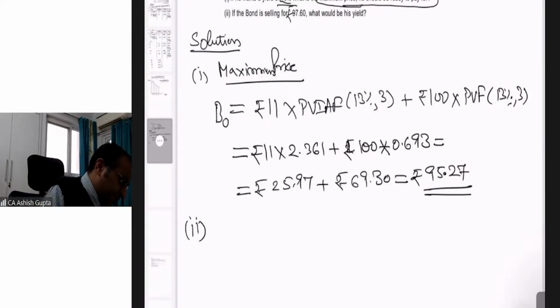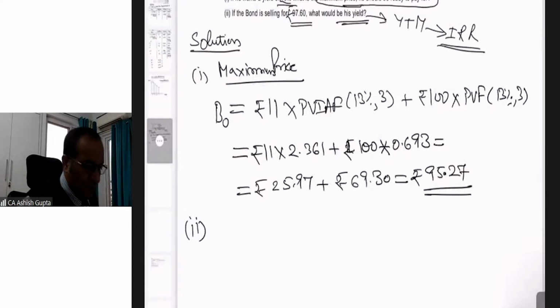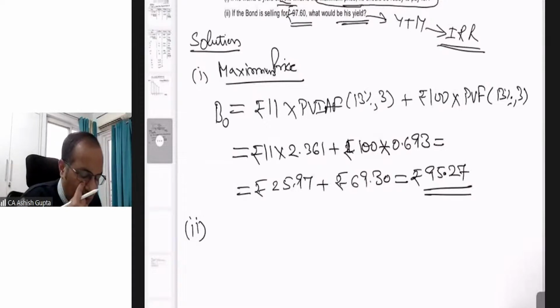Now next it says, if the bond is standing at 97.60, then what would be the yield? So it means we have to calculate YTM, and as I told you, we shall use the procedure of IRR. Okay, we shall use the procedure of IRR.